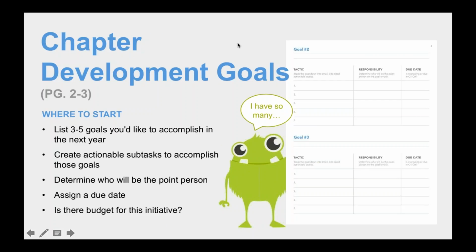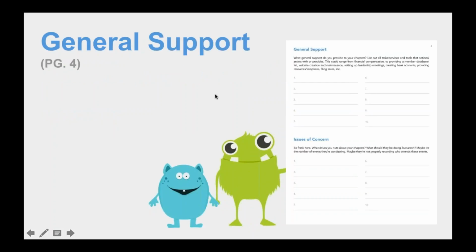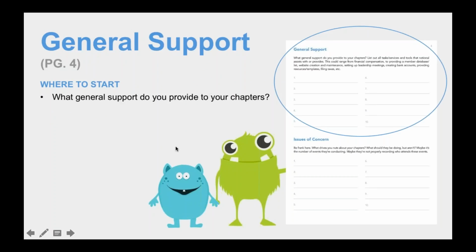Okay, chapter development goals. So going to page 4, talking about general support. So here's where we're going to start. This is the top section up here. What general support do you provide to chapters? Now, you can lie to yourself, and that's fine, but I want you to try to be as real as possible. What general support do you really provide to chapters?